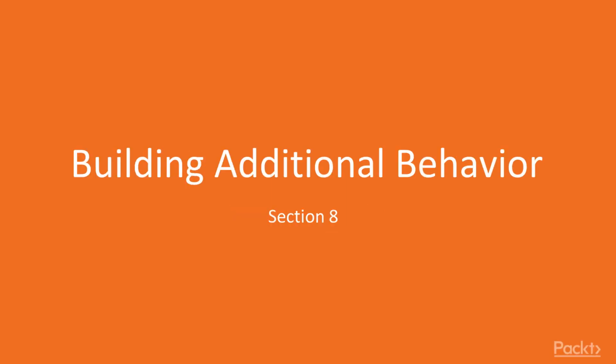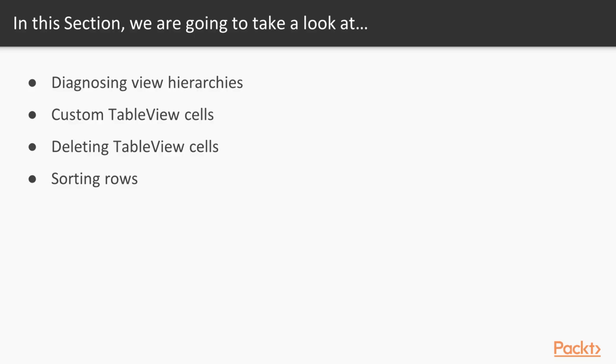Hello and welcome to the section on building additional behavior. In this section we will diagnose some view hierarchies, take a look at building custom table view cells, see how we can delete table view cells from our list view controller that lists all of our entries, and we'll also see how we can sort our entries based on the title.